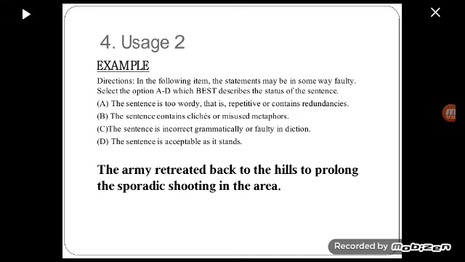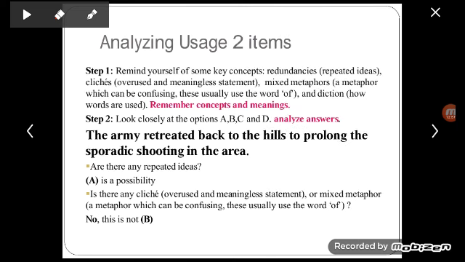Let's look at the answers here before us. The army retreated back to the hills to prolong the sporadic shooting in the area. What option best suits the status of the sentence below? Let's look closer. Have you reminded yourselves of the key concepts? Redundancies being repeated ideas, cliches being overused and meaningless statements, mixed metaphor, a metaphor which can be confusing, and these usually use the word of, and diction, how words are used. Then look closely at the options as you look at the sentence given.